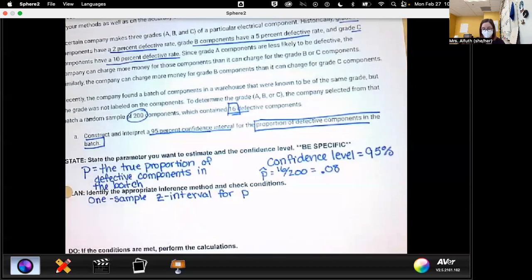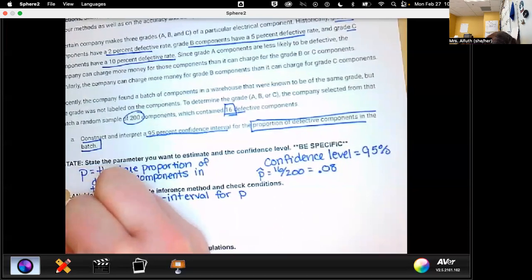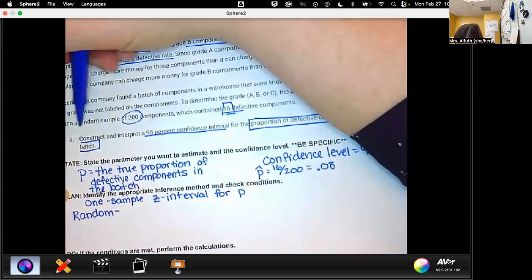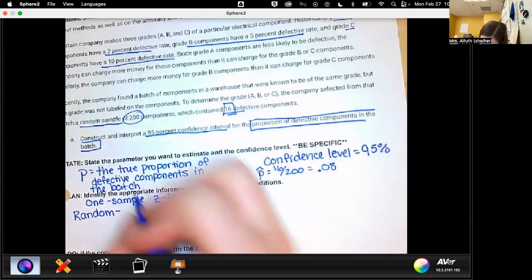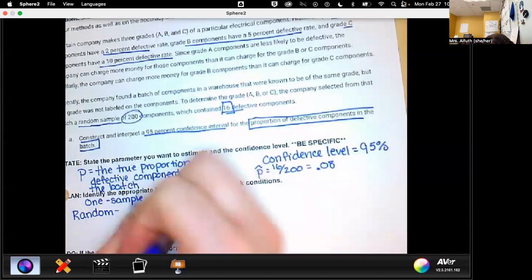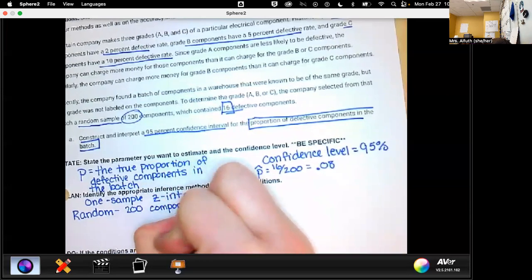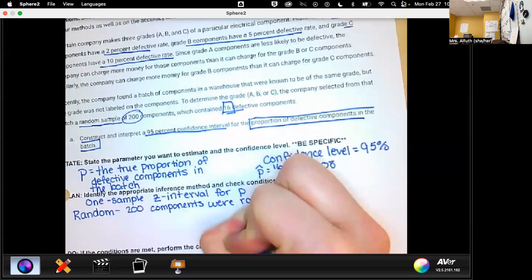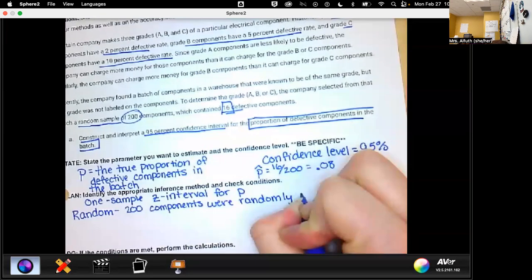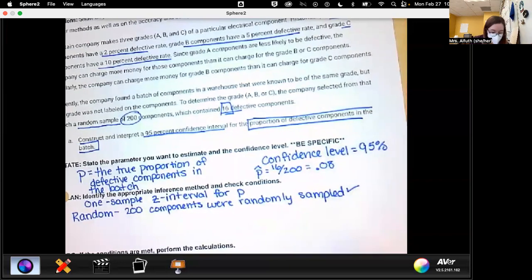The first thing we need to check is random. And we see here that we have a random sample of 200 components. So the 200 components were randomly sampled. So that checks. Then we don't need to check for independence here, but we do need to check for my sample size.